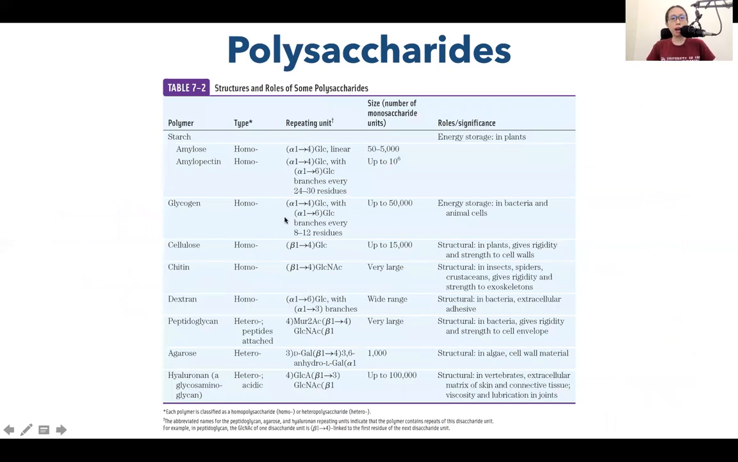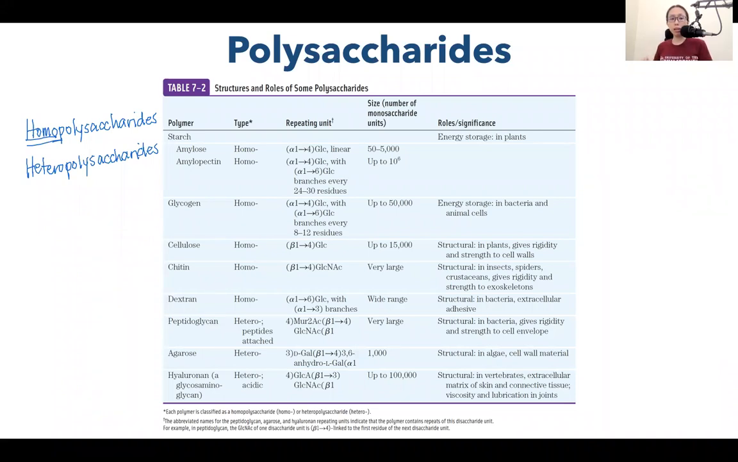And then we go to polysaccharides. So your polysaccharides are made up of 20 or more monosaccharide units, and we can classify them into two major groups. We have the homopolysaccharides and the heteropolysaccharides. So from the name itself, this means the same. So your homopolysaccharides are those made up of only one type of monosaccharide.